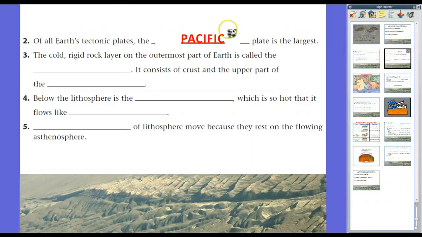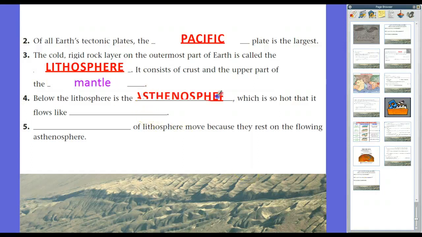So let's talk about this. Now, how does this happen? Well, the cold, rigid rock layer of the outermost part of the Earth includes the crust, both the oceanic crust, which is the more dense part of the crust, and the continental crust, which is the less dense, and the very top of the mantle. This forms what we call the lithosphere, which, like I just said, consists of the crust and the upper part of the mantle. Below the lithosphere is what we call the asthenosphere.